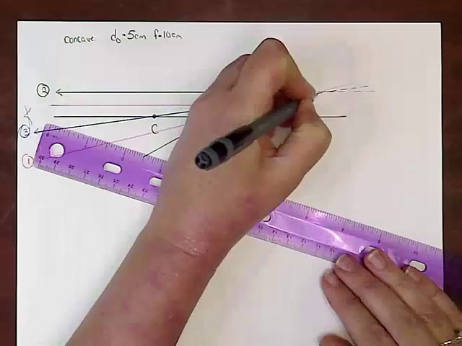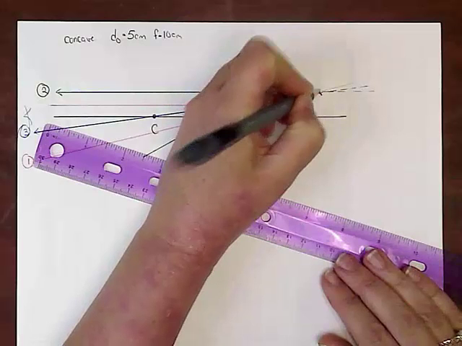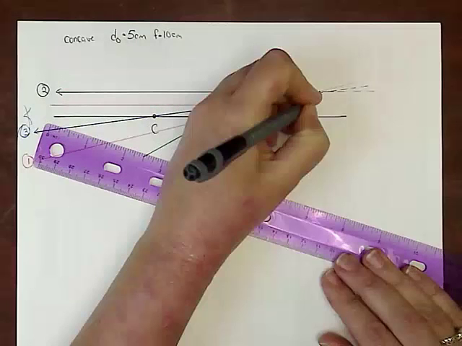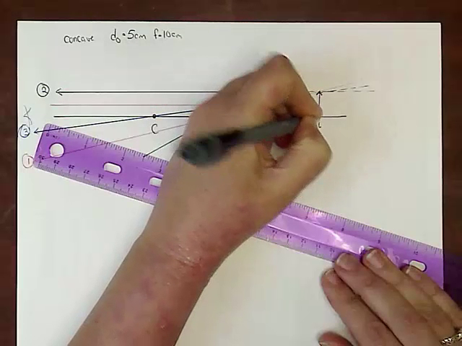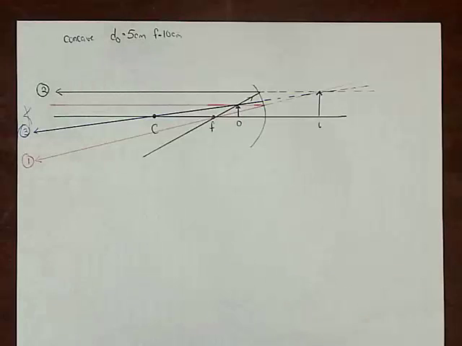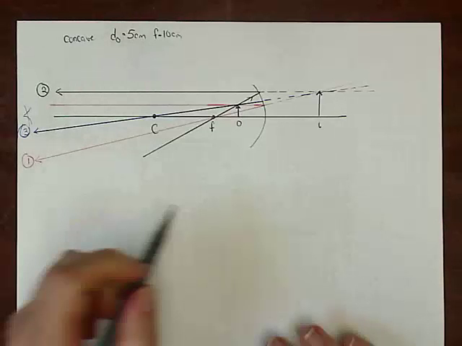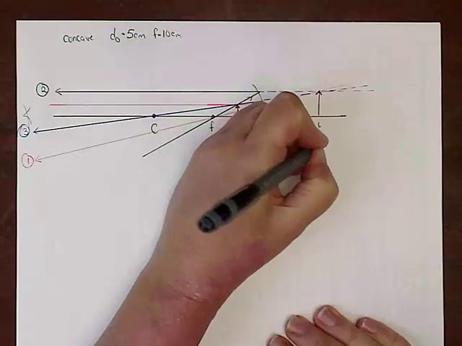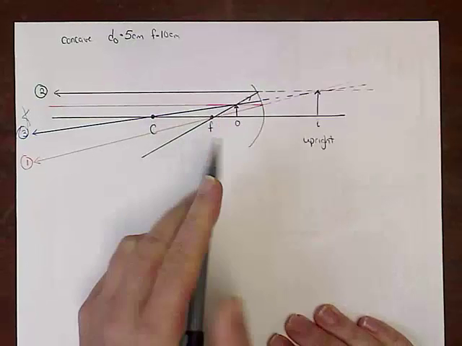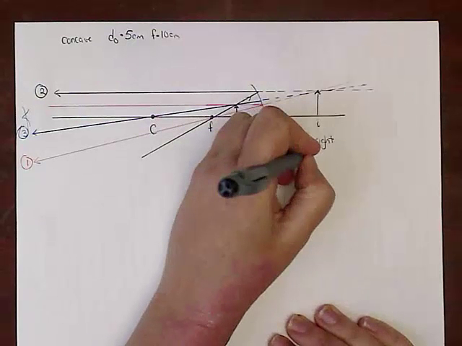You can see that they all meet roughly around here. So that's going to be the tip of my image. So there's the tip of my image arrow. So there's my image. So if I look at this, I say, okay, my image is upright. It's behind the mirror. The light doesn't really go there, so it's virtual.